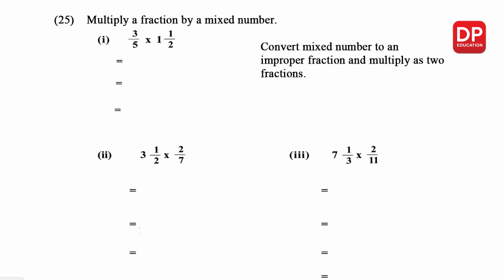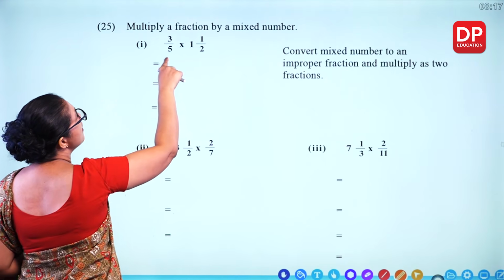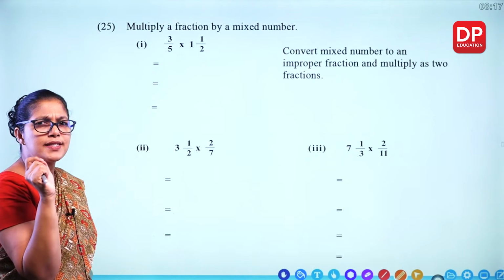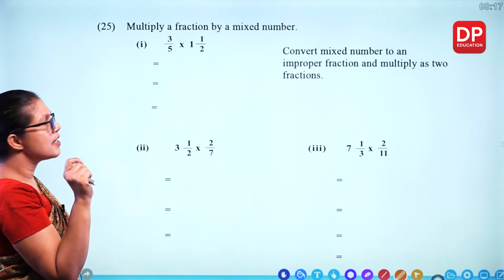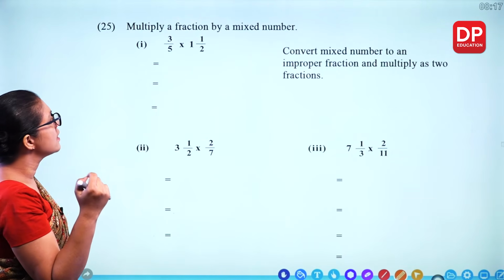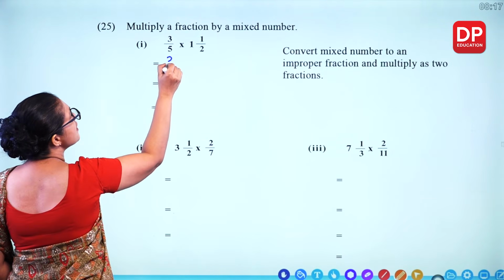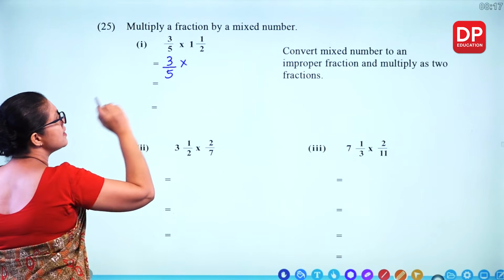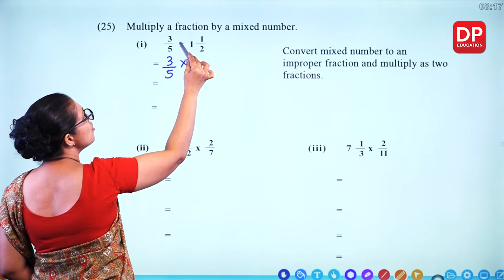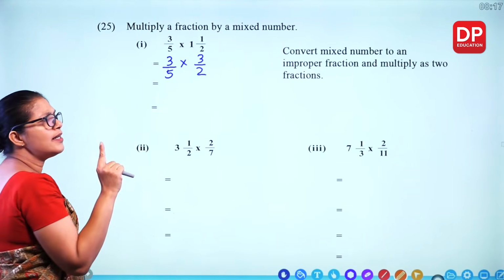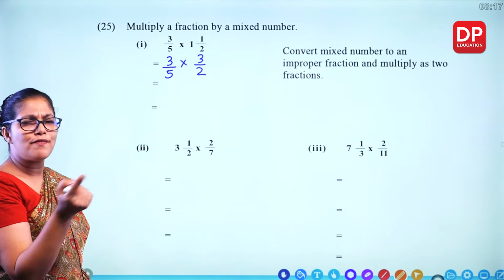Multiply a fraction by a mixed number. Now see, this is a proper fraction and this is a mixed number. So what is the first step you have to do? Convert the mixed number to an improper fraction. So we'll first convert this to improper fraction. So how you do that? 2 times 1, 2. 2 plus 1, 3. So 3 over 2.